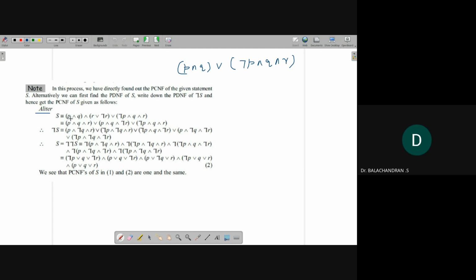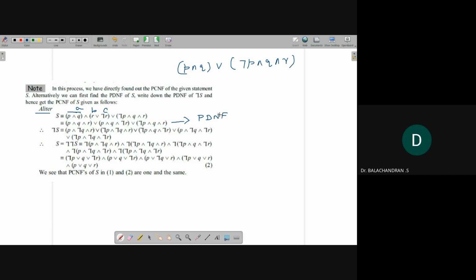Okay. So now if you apply the distributive law, take this as A, everything is A, this is B, this is C. You'll get two terms, A and B, or A and C. So totally you have three terms. So now this is in what? PDNF. Sum of products. I'm getting what? PDNF.